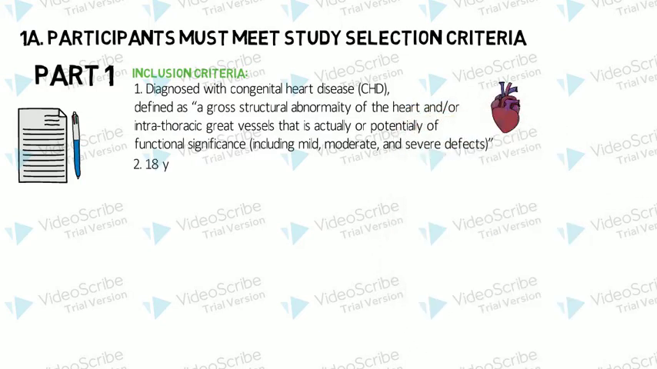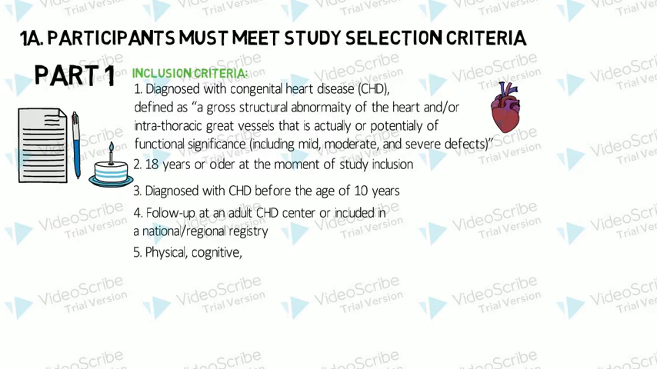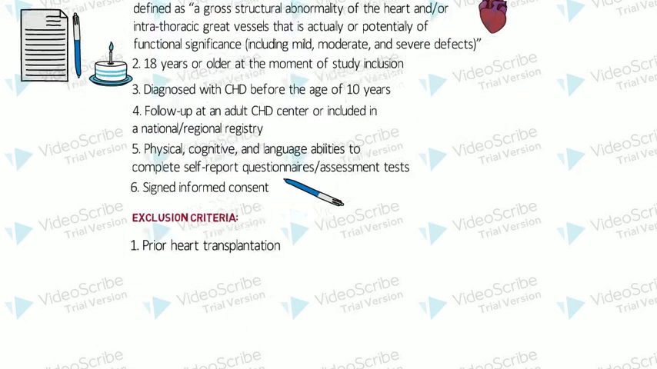The patient should be aged 18 years or older at the moment of study inclusion and should be diagnosed with congenital heart disease before the age of 10. He should be under follow-up at an adult congenital heart disease center or included in a national or regional registry. The patient should have enough physical, cognitive, and language abilities to complete self-report questionnaires and tests. And of course, the patient should sign the informed consent form. Patients who've had a heart transplantation cannot be included in the study.